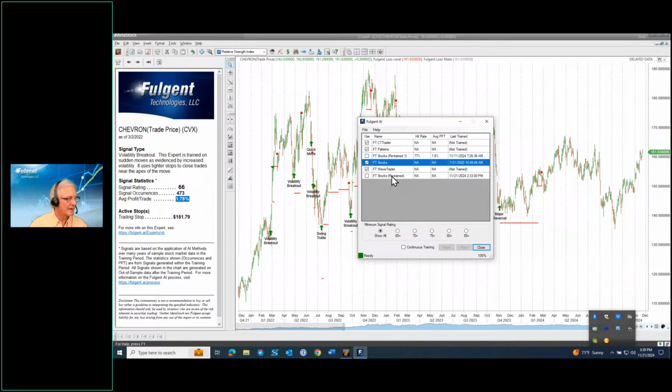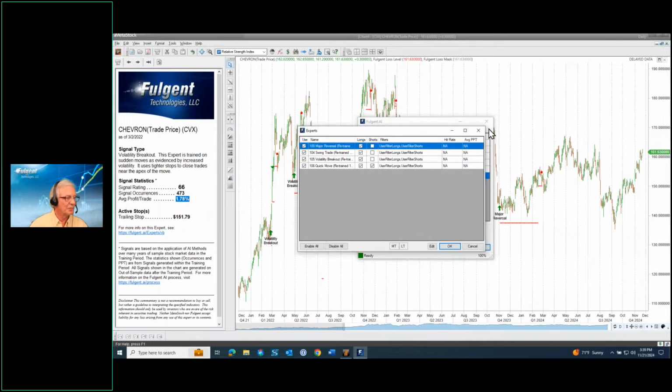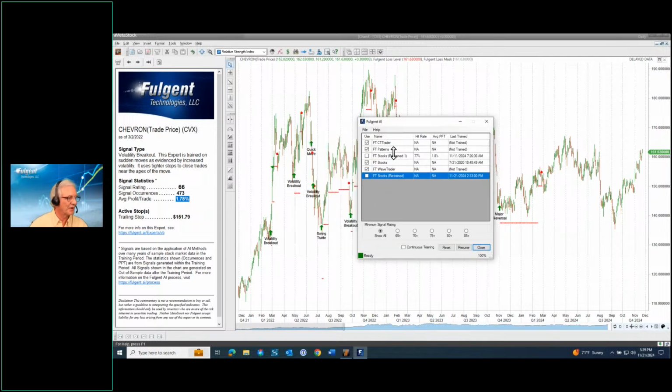And if so, let me see if I can... Hold on here. One second. So I have one here I trained. You can train as many as you want, as many symbol lists, as many time frames, whatever. So I did this one earlier. I was testing it. And what I need to do, I think I have to check it. Okay, I need to rename it. So I'm going to rename it to FT stocks. I should have remembered about this, and I just didn't.